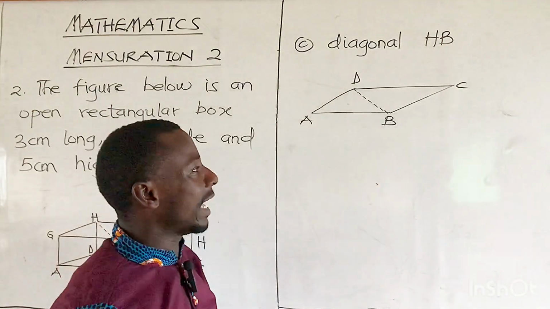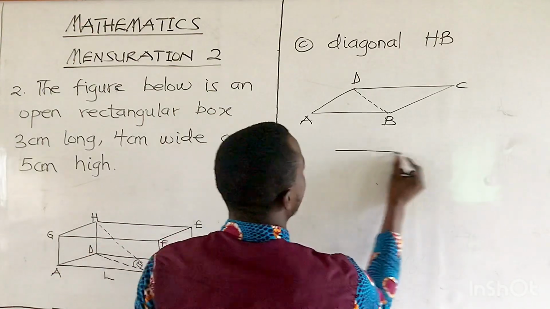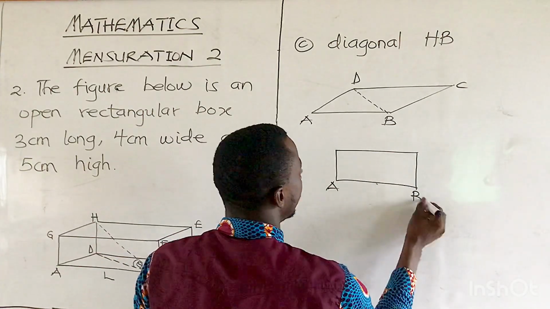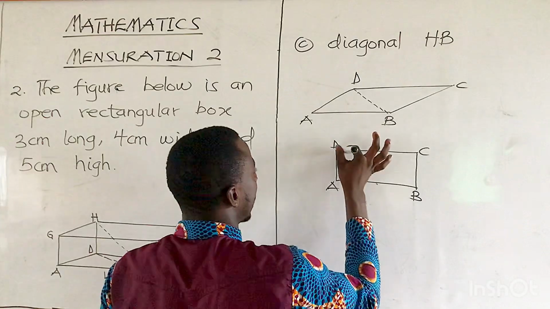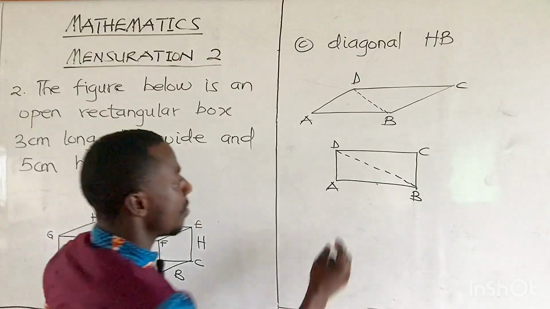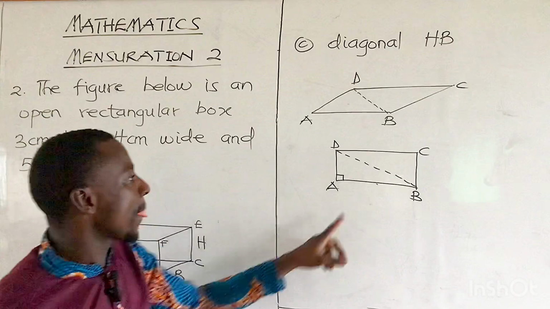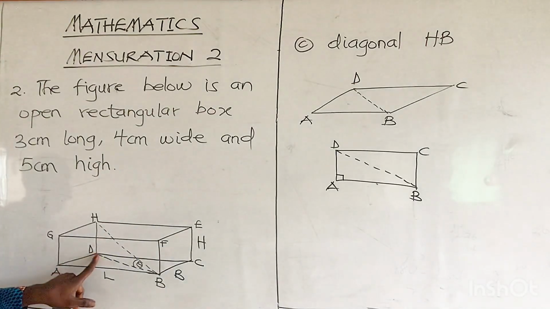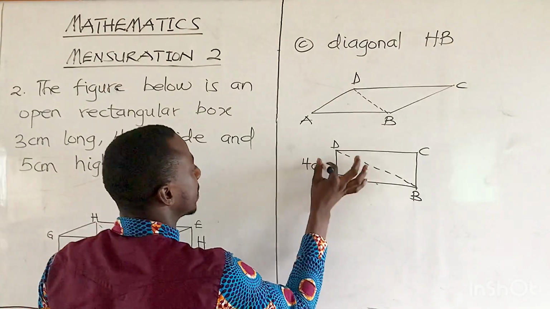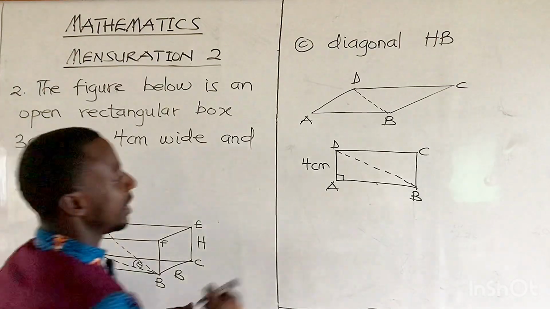Now, the DB is on a rectangular surface. In that case, it looks like this. So now we have A, B, C, D. And we still have DB drawn like this, for which we can get a right-angled triangle. AD is the breadth, which is the same as the width, which is 4 centimeters. AB is the length, which is also 3 centimeters.